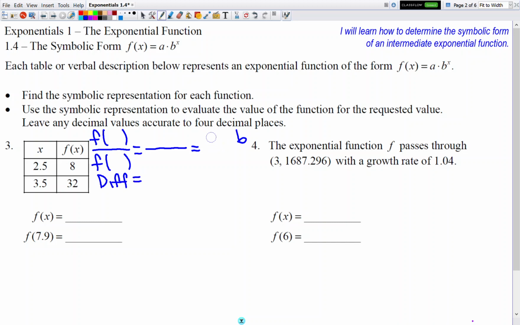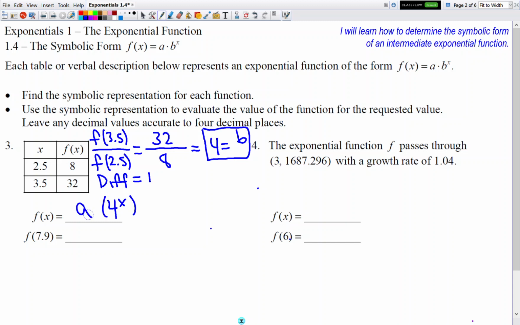Okay, so bigger x value on top, so that would be 3.5. Smaller x value on the bottom, so that'd be 2.5. When I find my difference between these two numbers, I get 1. So that's what I'm happy with, right? Then 32 pairs up with 3.5, and 8 pairs up with 2.5. So when I divide it, I get a 4. And I don't have to do anything fancy to this 4. I can just leave it as is. So I'll put 4 to the x power right here.